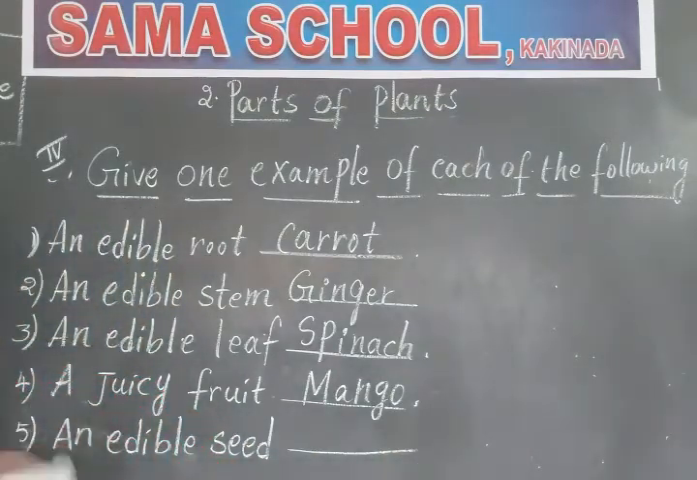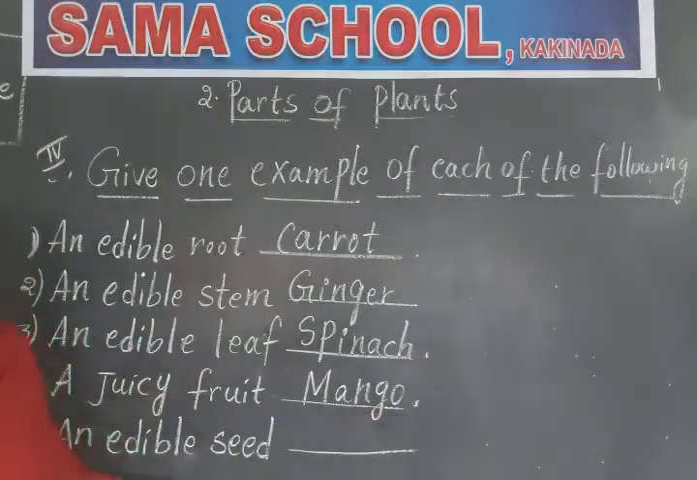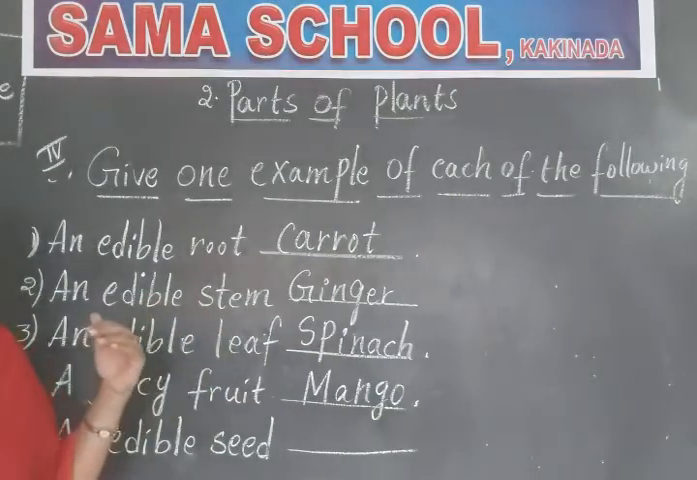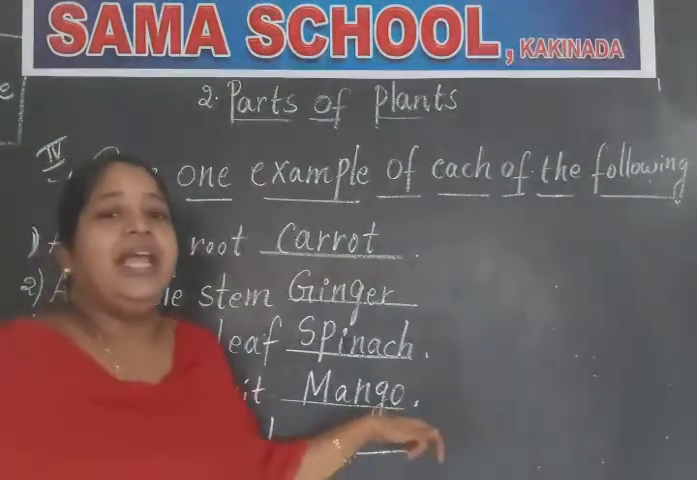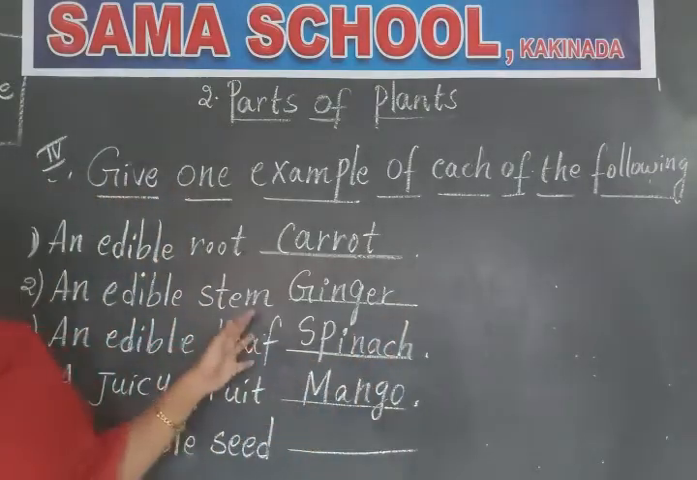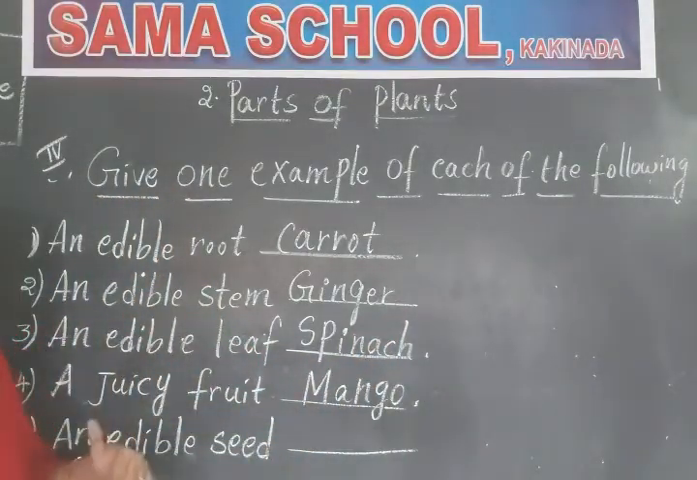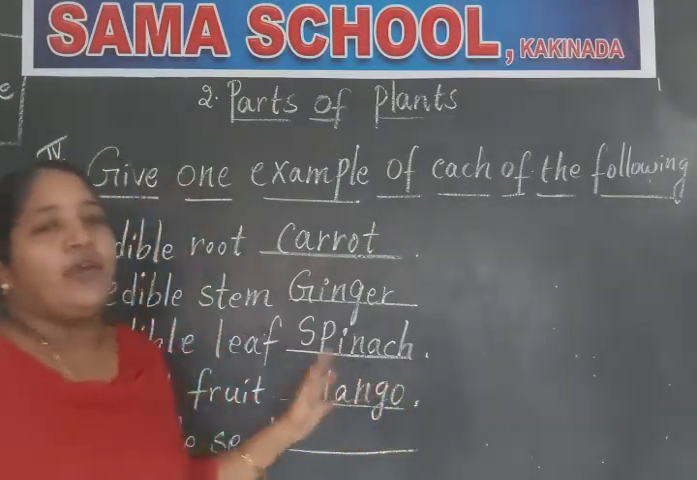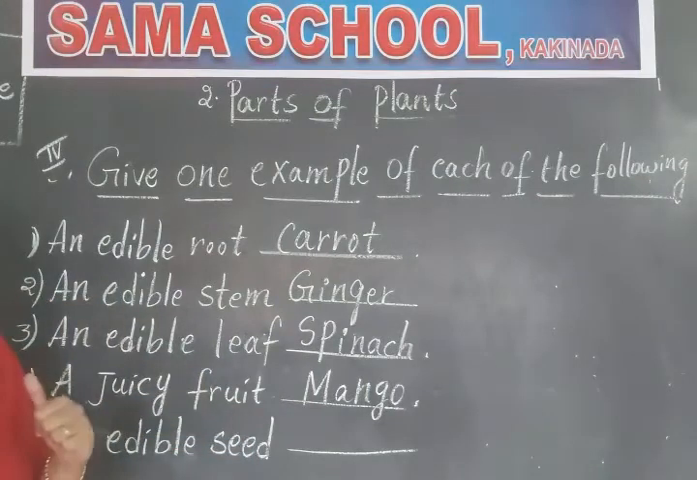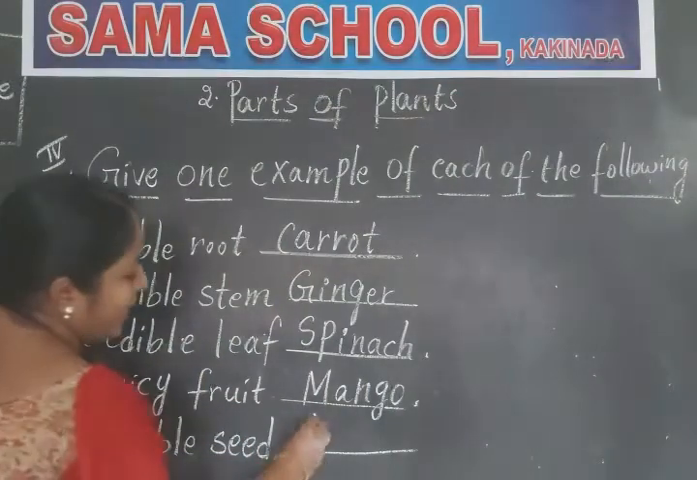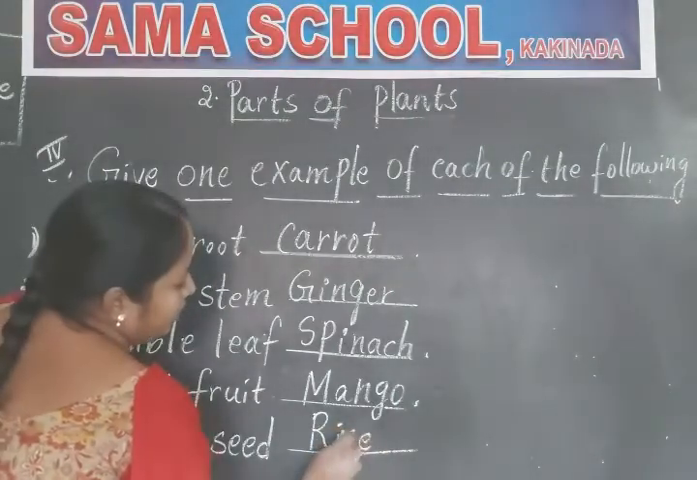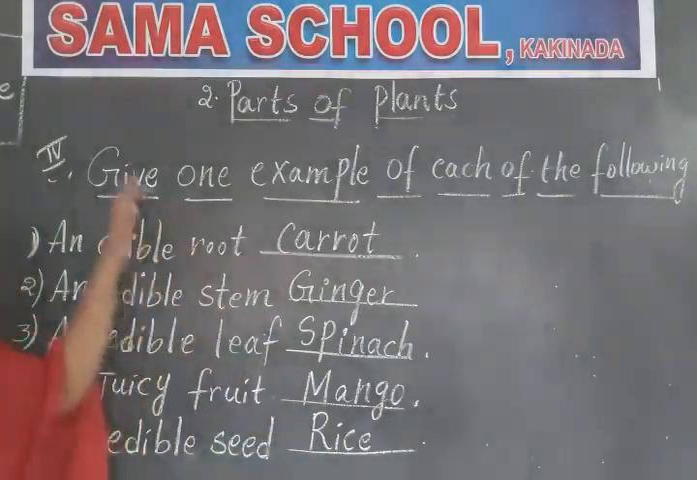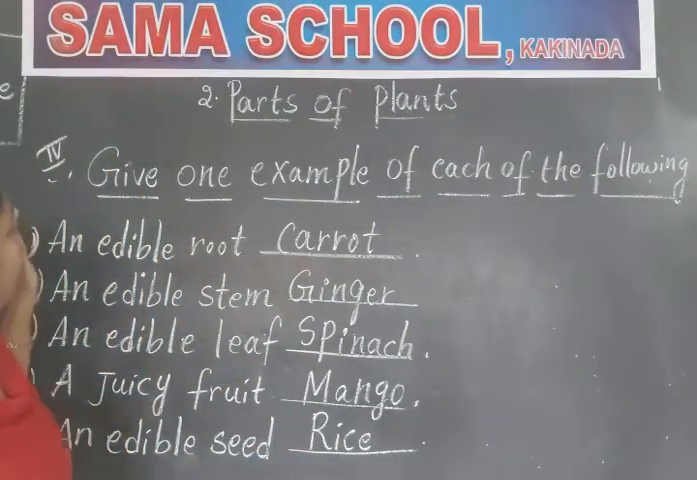You know that all baby plants come from seeds. A seed will grow into a baby plant. But some seeds we can eat as our food. Now tell me, what are a few examples of seeds which we can eat? Yes, rice, corn, wheat, gram. These are a few examples of seeds which we can eat as our food. And the best example is rice. Clear children? These are the examples of each of the following.